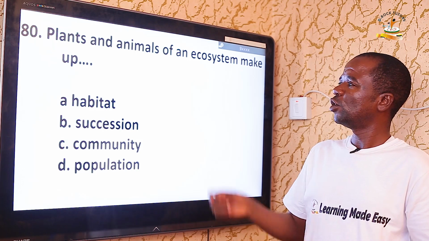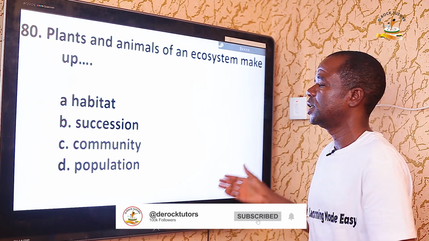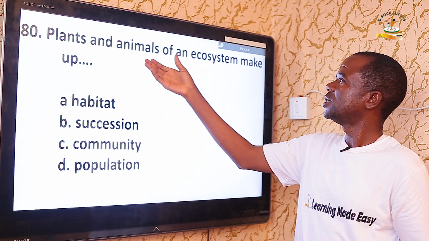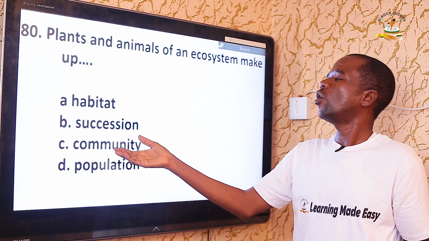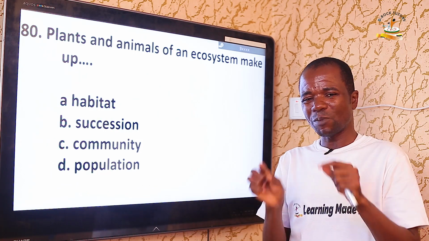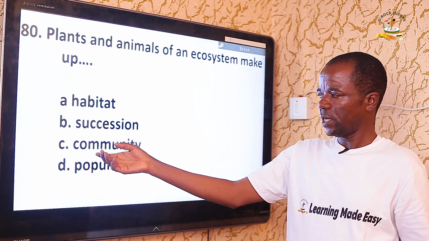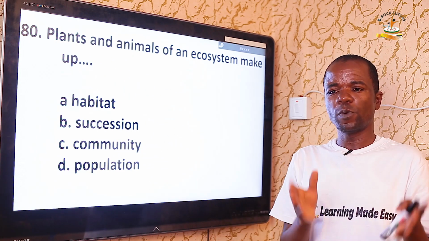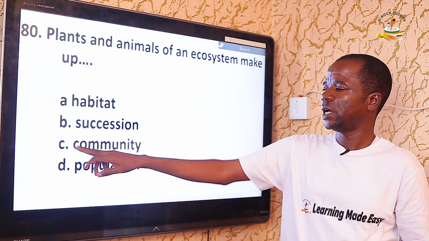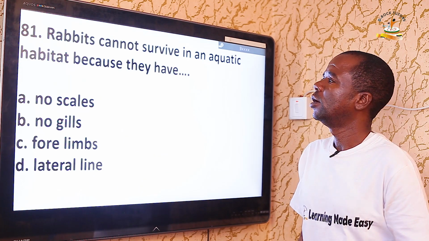Let's go to number 80. Plants and animals of an ecosystem make up the dash. That is the community. All right? Plants and animals of an ecosystem make up the community. It can't be population because by definition, population is a group of organisms of the same species. Plants and animals are not of the same species. So the answer here is community. Community is defined as a group of organisms of different species living in a particular area at a particular time. The correct option is option C.